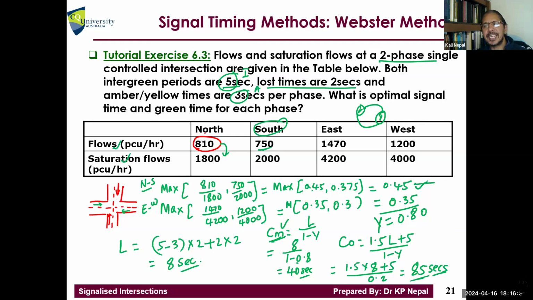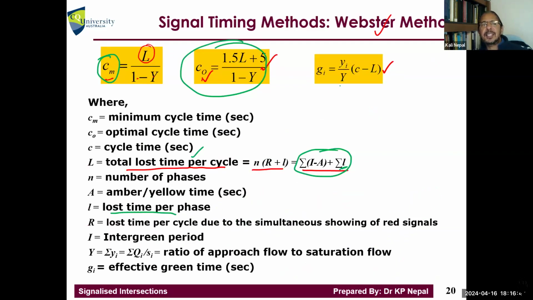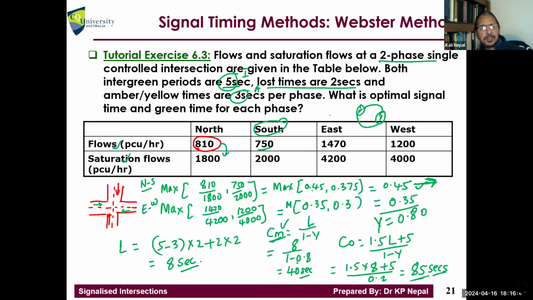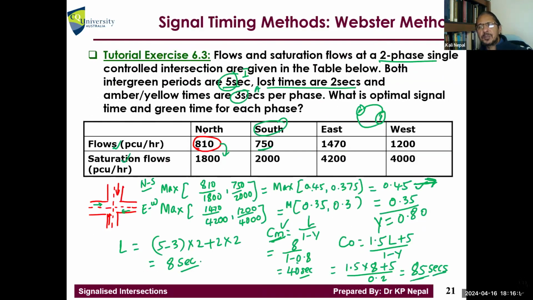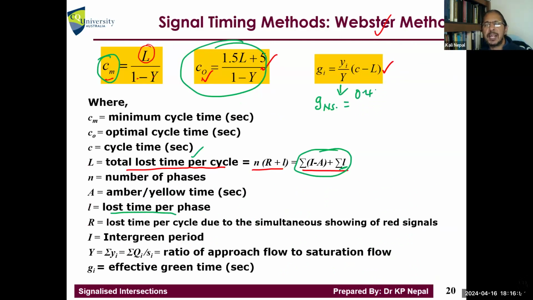So how much do these guys get? North-south gets, can you multiply that? So G_i, I need to use the formula. Sorry, this is the formula. Can I use that now? Let's say G, the first road, what was the first road? North-south. North-south would be what? y_i, for that what did we get? 0.45. 0.45 divided by Y, which is 0.8. Cycle time we use is 85 minus L, which is 8. Can you calculate how much effective green time the north-south traffic gets?